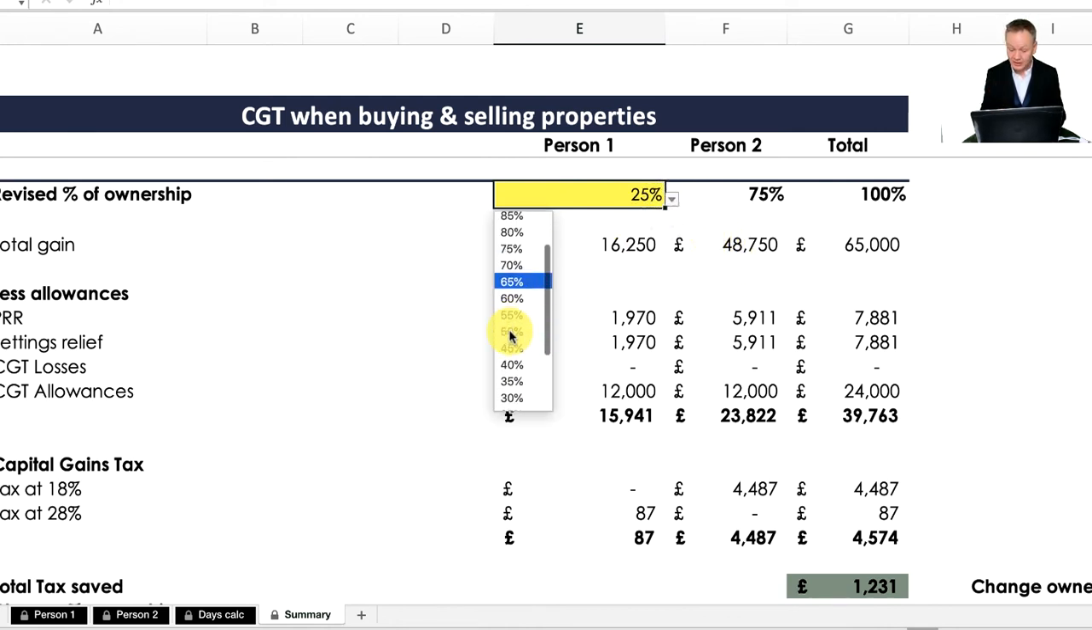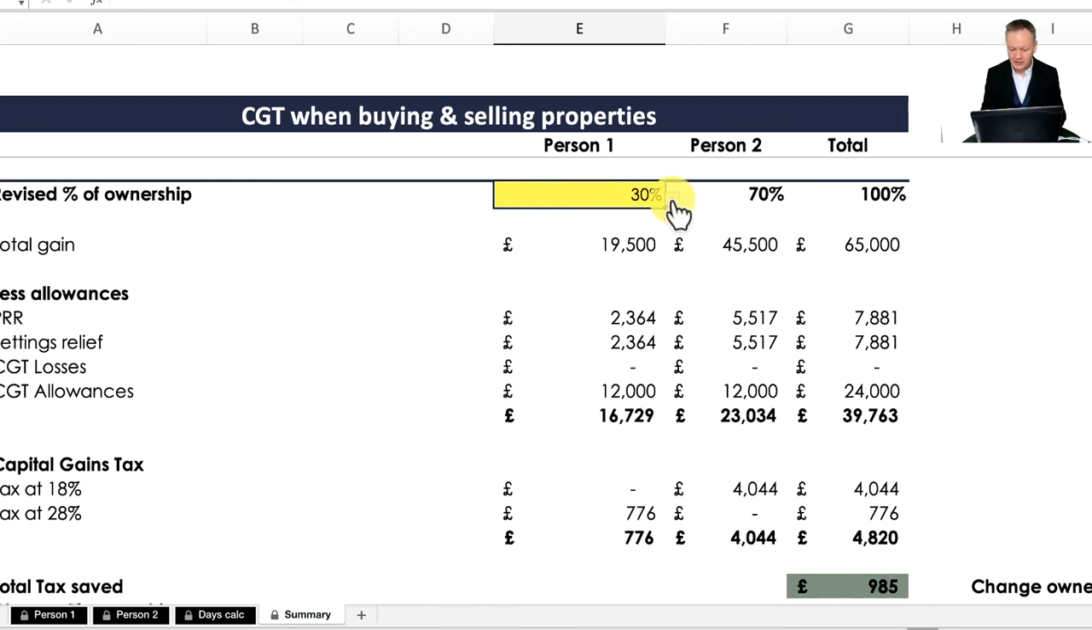This is really good, guys, for you to save some tax straight away. And then we go to 30%, not so good. It goes down now to 985. So what we want to do is go back and say 25% ownership. Perfect. The day before we sell the property, we do a deed of trust between husband, wife, civil partners and say person 1 only has 25% ownership, because you can change the ownership between husband, wife and civil partners and there's no CGT. So why not utilize this great incentive?